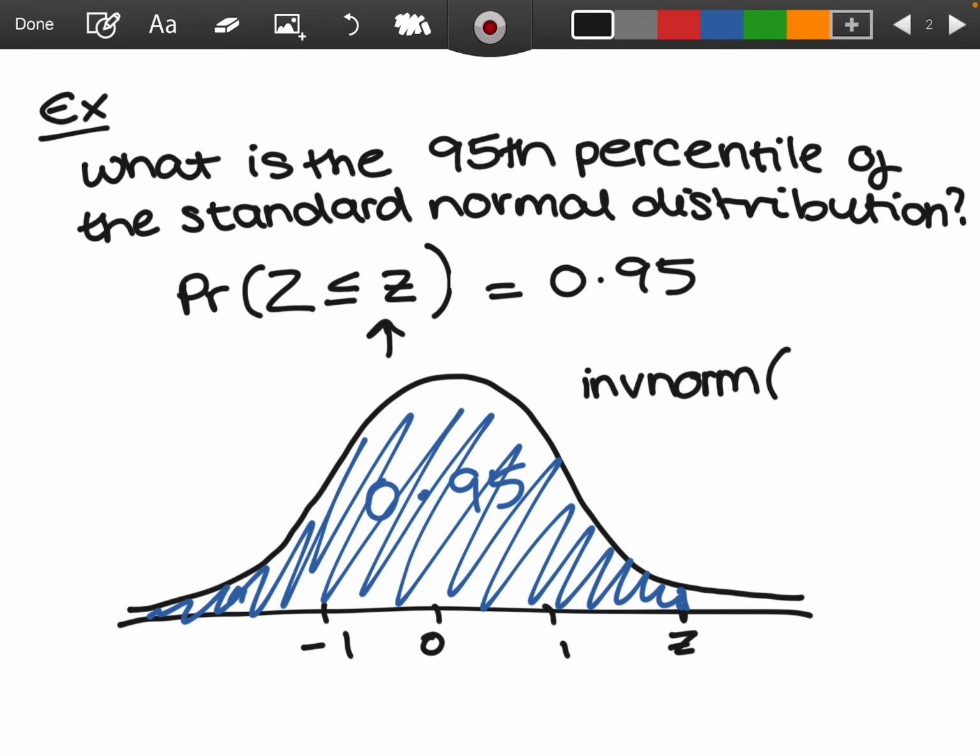Well, again, I'm looking for an outcome. I'm going to use inverse norm. Okay, it will ask you for the area to the left of the value that you are trying to find. Well, we have the area to the left here, so that's easy. We can just plug in 0.95. We don't have to do any manipulation here. Then our mean is 0. Our standard deviation is 1 because we're looking at the standard normal distribution.